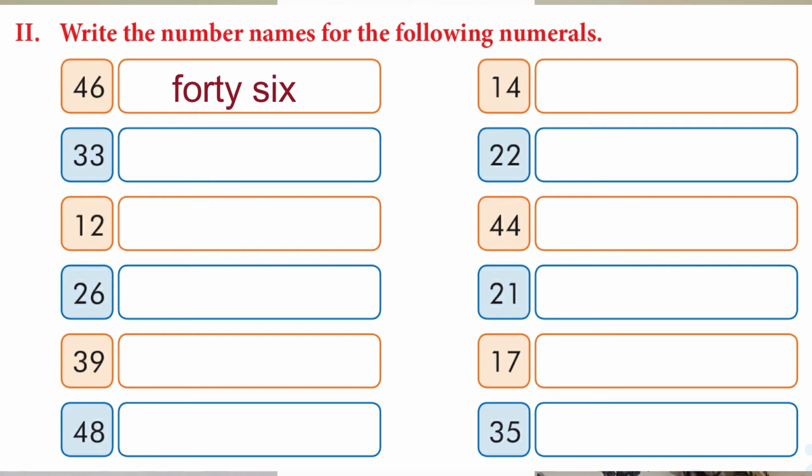So 46. Very good. Now the next one is 33. 33 is 33. So THIRTY 30 and then THREE is 33. Very good. Now in the same way, fill in all the number names for all these numerals that are given. Carefully write down everything. I hope you will not make any mistakes, and I know all of you are smart kids, so you will write down the correct answers.